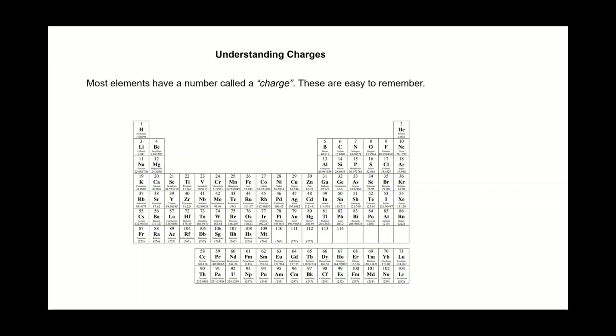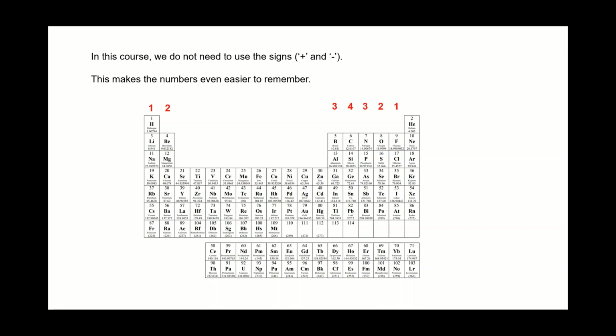If you look at the periodic table on the screen, the charges are now shown in red. Notice that each charge has either a plus or a minus sign and a number. Again, in this course, we're going to stick to keeping things as simple as possible. When you are working out a chemical formula, you do not need to know what the sign is, so we're not going to remember them. Therefore, these are the charges that you need to remember.